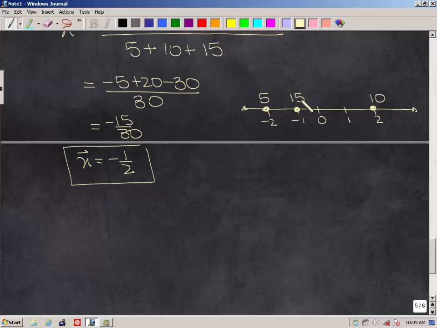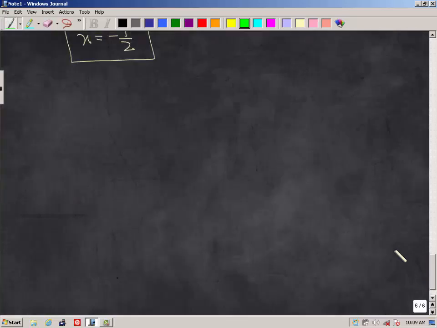So those are my masses, and at the bottom we have distance. So my center of mass is located at -1/2, so it's located right here. That is my x bar, and that's where my fulcrum would be to balance these masses. Okay, so that was an example of center of mass along a line.